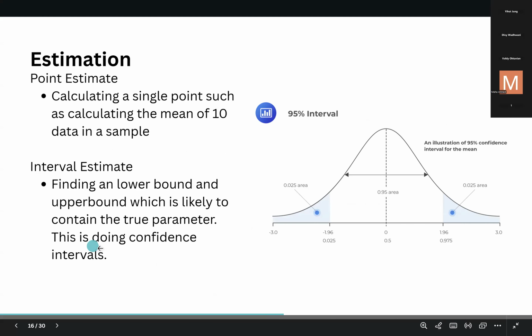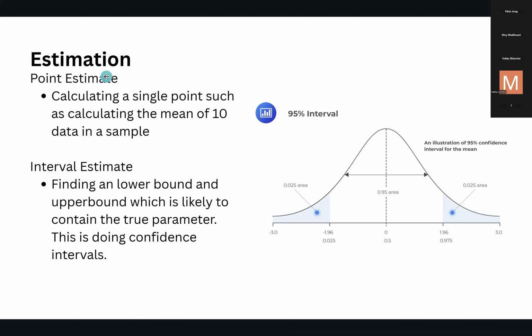So now we're talking about estimation, and there's two types of estimation. So there's the point estimation and the interval estimation. Point estimation is calculating a single point, such as calculating the mean of 10. So for example, point estimation is like you calculate the mean. So it means that it's just like getting a single value. So that's why it's called a point. So it's like you get 10 values and you make it into the mean. That's just 1 point you get. So that's why it's called point estimation.